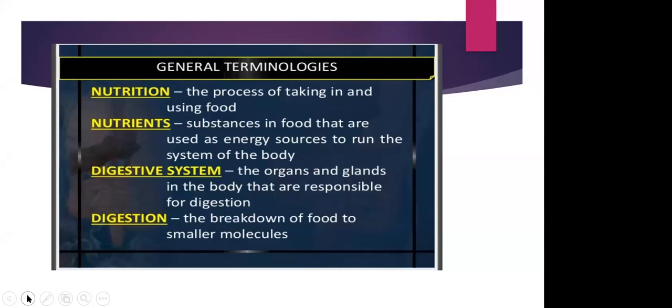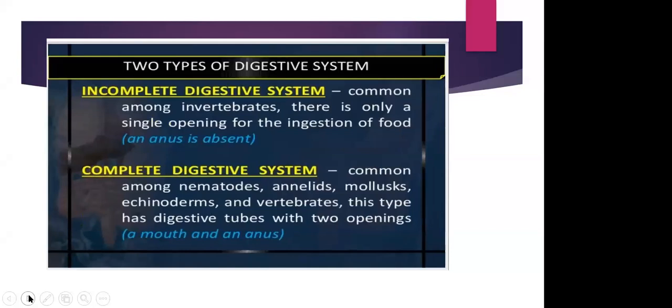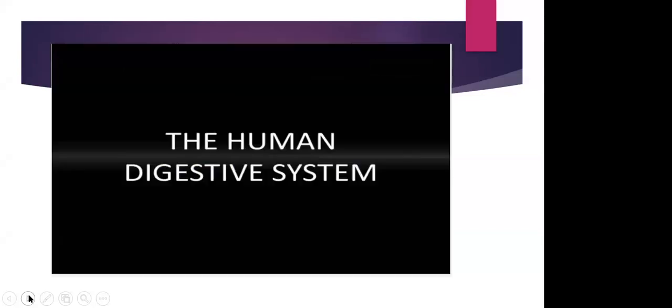Our actual process is digestion. How the digestion will take place and what is meant by digestion, that is what we are discussing now. So digestion means breakdown of food to smaller molecules. That means more complex substances are converted into smaller substances or smaller molecules. That is the process of digestion. So what are the common types of digestive systems? Or let us see our actual topic, the human digestive system.